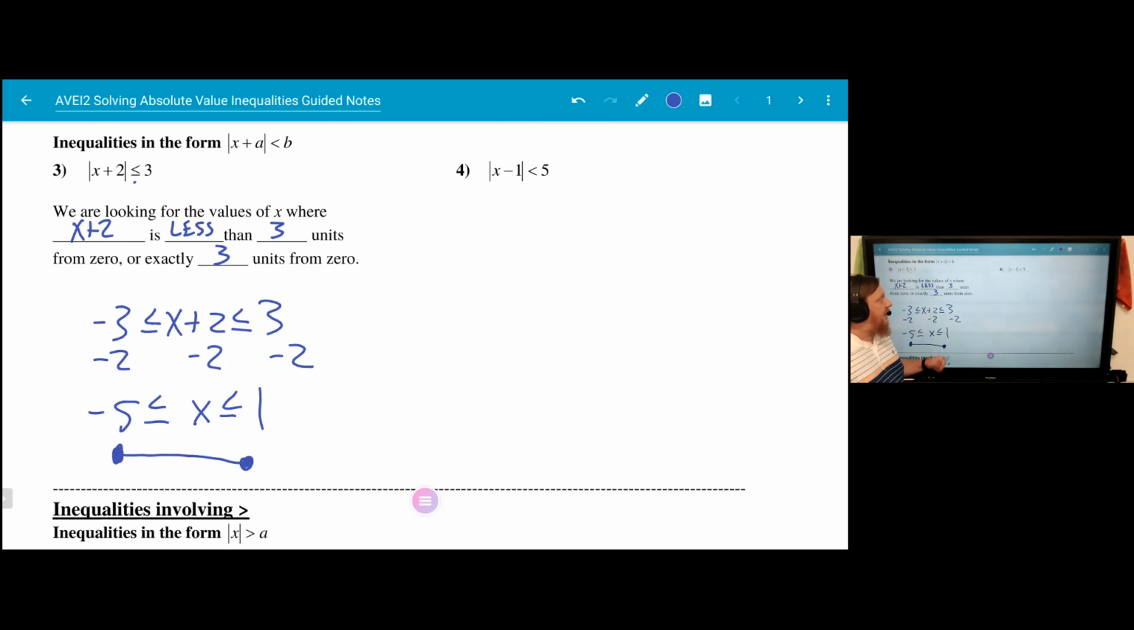Go ahead, I'm going to hit pause here. You're going to try number 4 on your own, then come back and check your work.